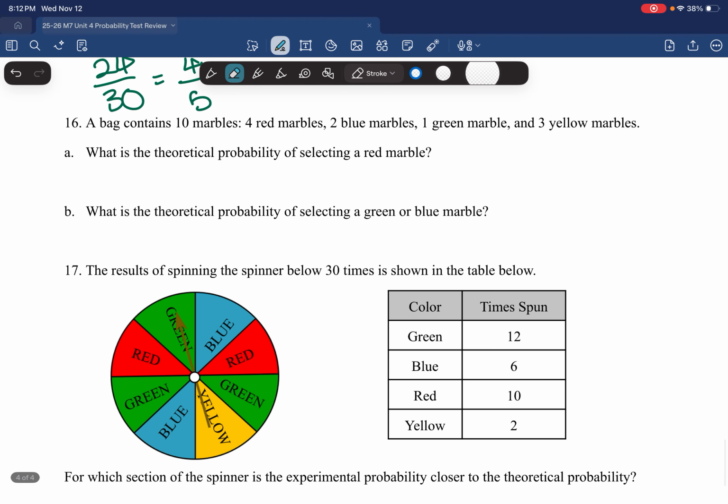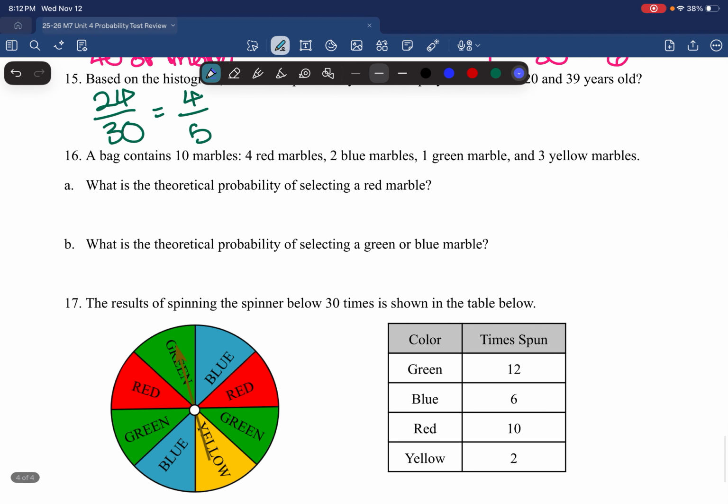Now, let's move on to this next part. What is the theoretical probability of selecting a... Well, let me read the scenario first. A bag contains 10 marbles, 4 red marbles, 2 blue marbles, 1 green marble, and 3 yellow marbles. What is the theoretical probability of selecting a red marble? All right, so 4 red, so that's 4 out of 10. And both of those are divisible by 2. So that's going to be 2/5. My 5s are really bad. 2/5.